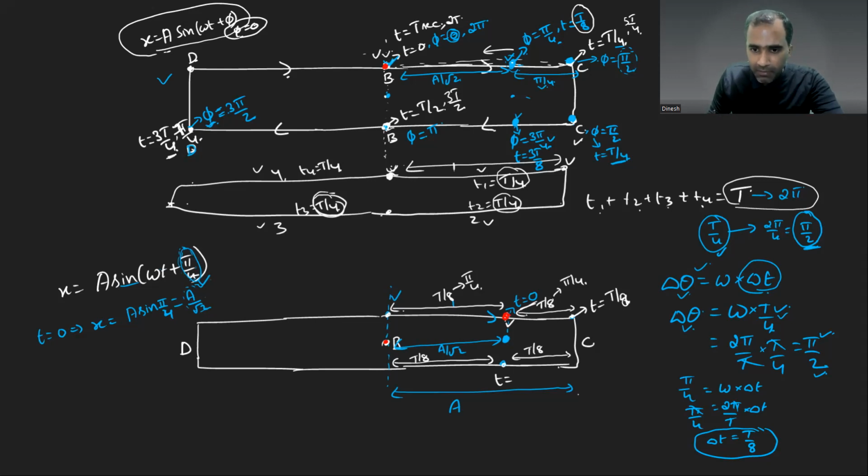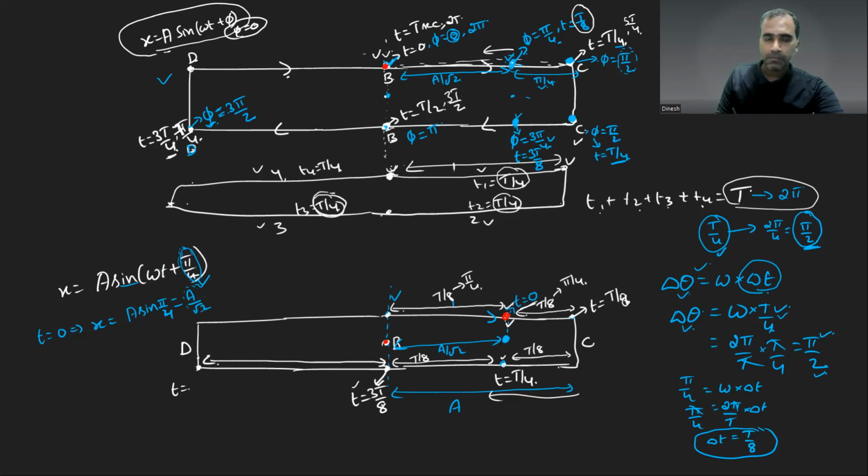So can you tell me from here to here, what is the time taken from this point to this point? T by 4, correct? To this point, what is the time taken? Another t by 8 seconds, no? 3t by 8. Very good, 3t by 8. From this point to this point, what is the time gap between these 2 points? T by 4.